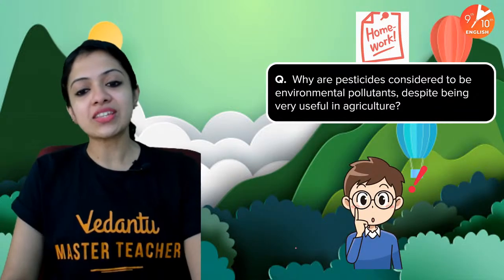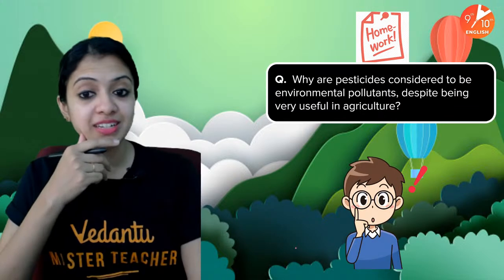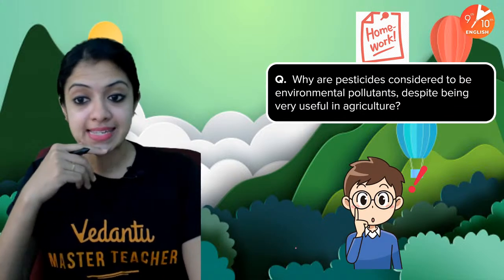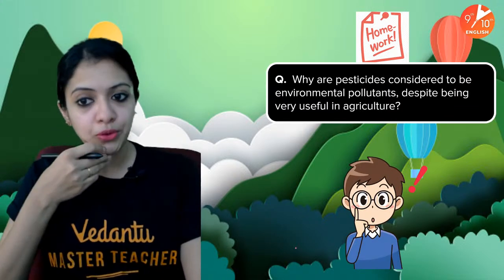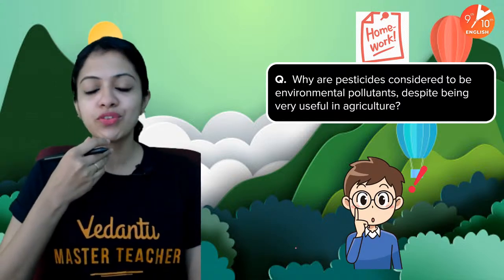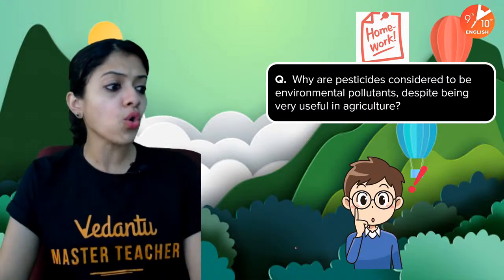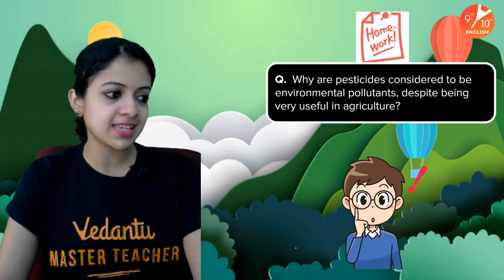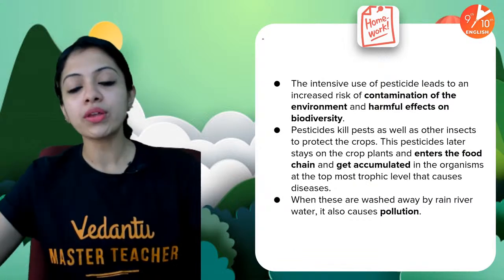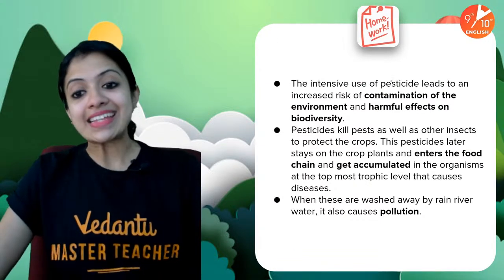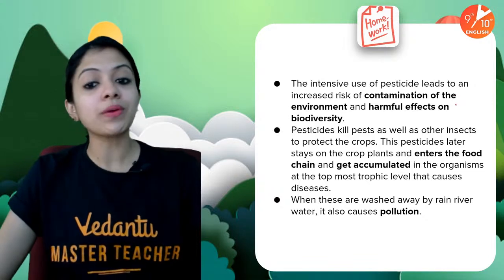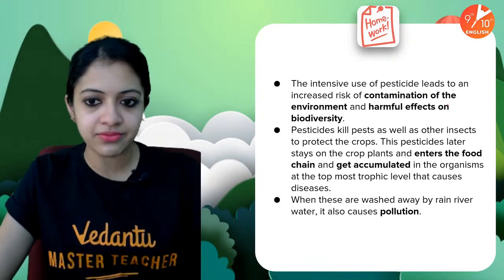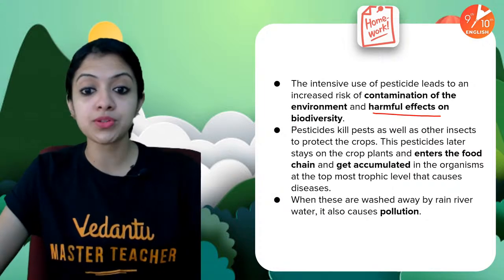So, children, do remember this was the homework question that I had given you, right? Why are pesticides considered to be environmental pollutants despite being very useful in agriculture? The class just started, Nikita. We are just getting started. So the answer to that is actually this. The intensive use of pesticides leads to an increased risk of contamination of the environment and harmful effects on biodiversity.